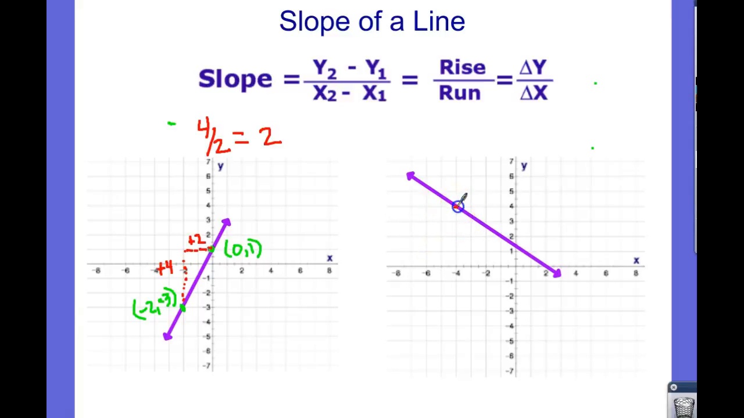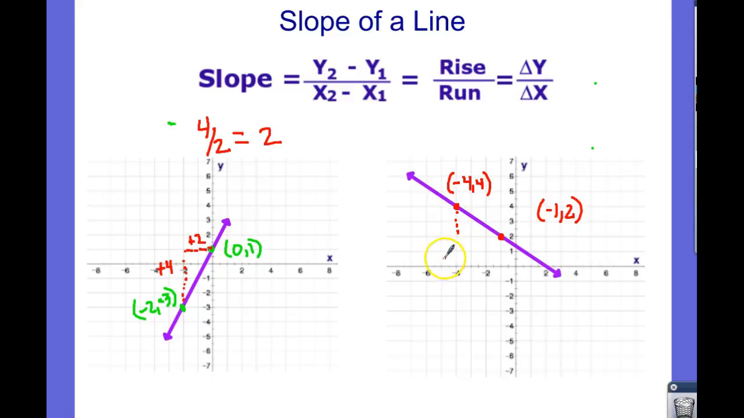I see one right here. That is the point (-4, 4). And I see one right here. That is the point (-1, 2). Okay, let's do rise over run. We always start from the left and go to the right. So we're starting with this guy.